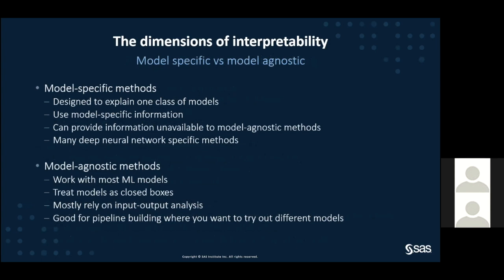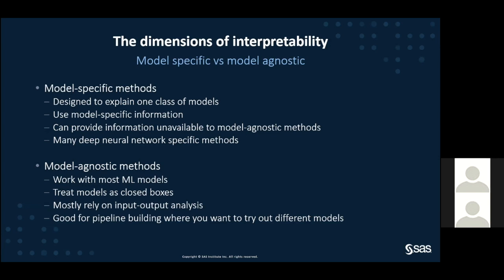There are usually model-specific and model-agnostic methods. Model-specific methods are built for specific machine learning models. Usually they explain only one class or one type of model. They can use model-specific information. There are a lot of model-specific interpretability methods specifically in deep learning, where they look at the network structure, or they look at the feature heat map to try to understand what features were extracted in the model in different layers and how they're used.